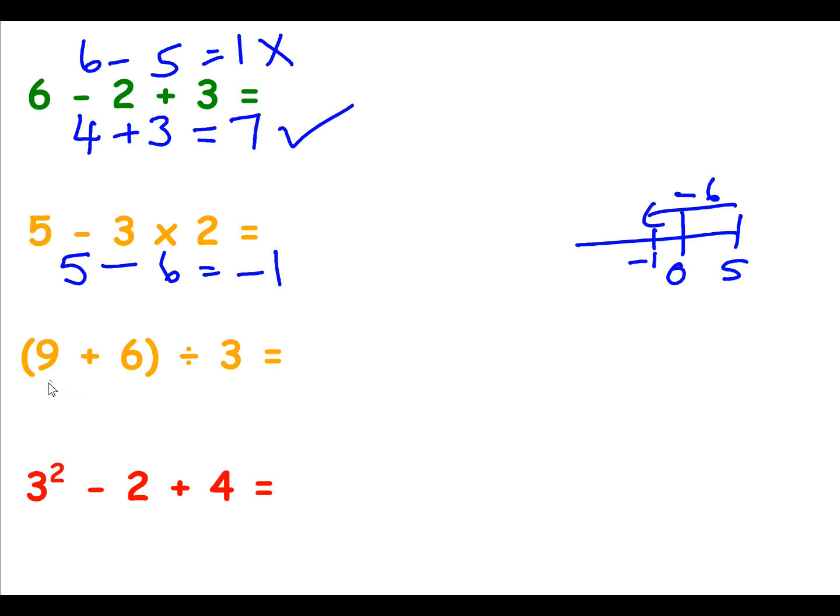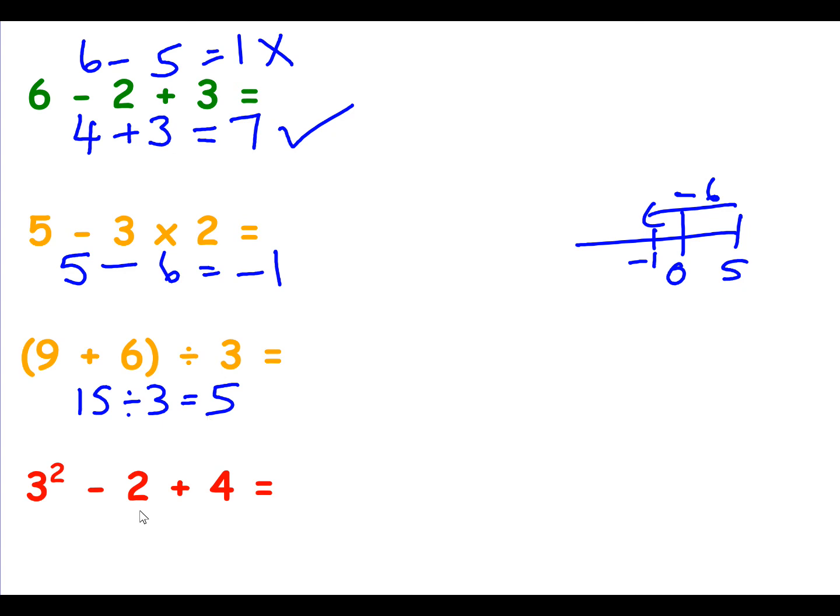The next one then. Here we've got an addition, a division, and we've got brackets. So the top priority in BIDMAS tells us to do what's in the brackets first. So 9 plus 6 is 15. Then do the division, so divide it by 3, and that gives us 5.